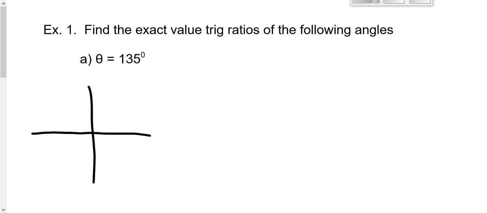So 135. Now, if you look at this, you will probably think, isn't this something like we did at the end of the previous lesson? Well, kind of, but the difference is we don't know the coordinate of P. Let me sketch this, then that would make sense. 135, so this is 90, 135 is somewhere here. So this is angle theta, which is equal to 135. Now the question is, what is sine 135? What is cosine 135? What is tangent 135? We are going to do pretty much the same thing.